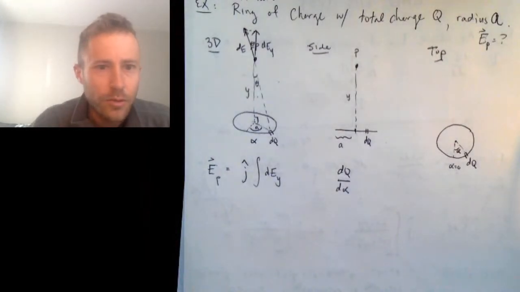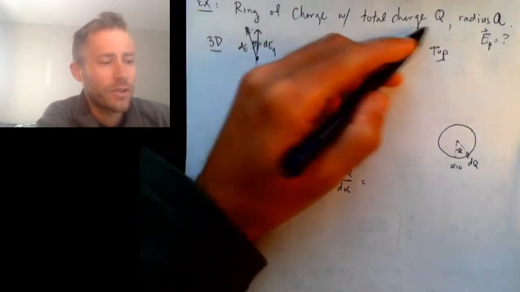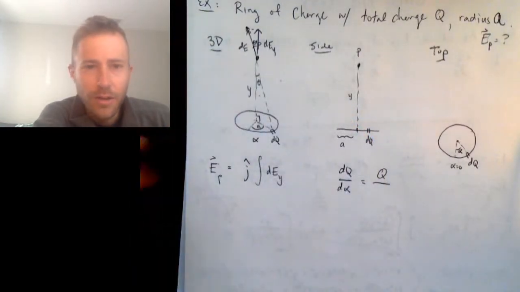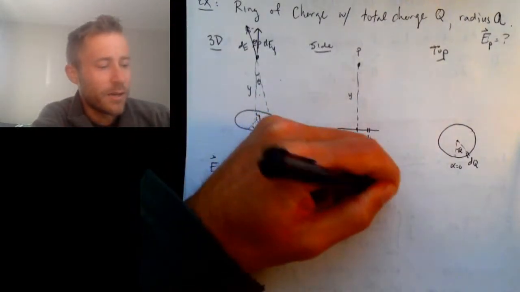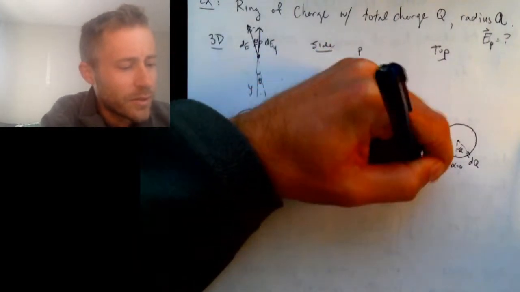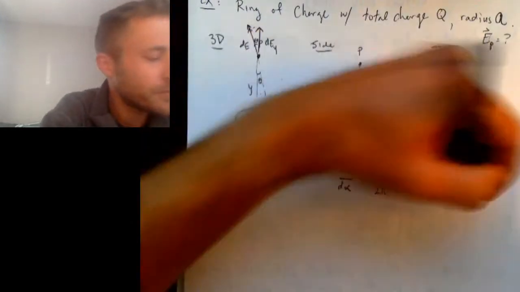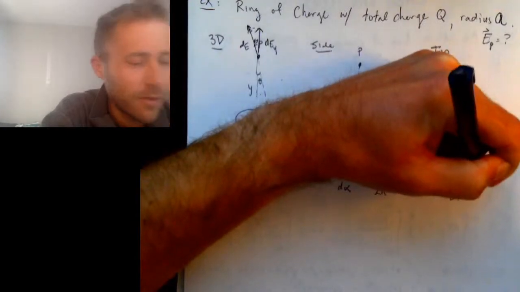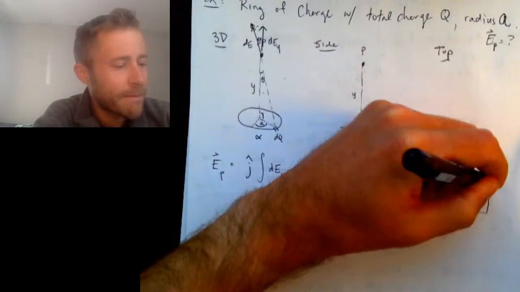So we have dq, d alpha. And then we have a total amount of charge q, and a total amount of angle all the way around the circle, so that would be 2 pi radians. Okay? So what that means is that dq is equal to q over 2 pi times d alpha. So that's going to be important.